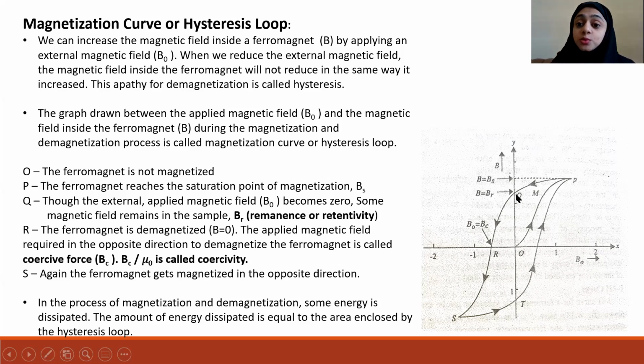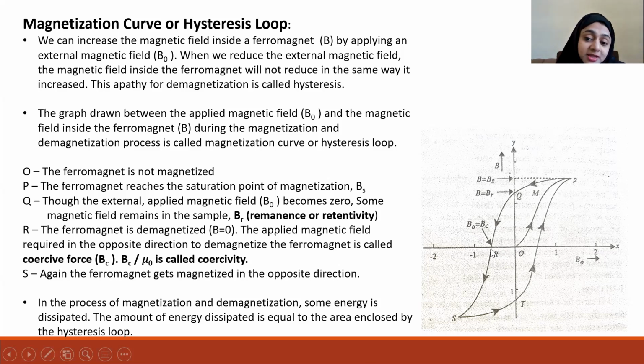Now, in order to demagnetize the material completely, let us see what happens when we apply the magnetic field in the opposite direction. Here you can see that B naught is now applied in the opposite direction, which means B naught is represented by the negative x-axis. So it's in this direction. We apply the magnetic field now in the opposite direction.